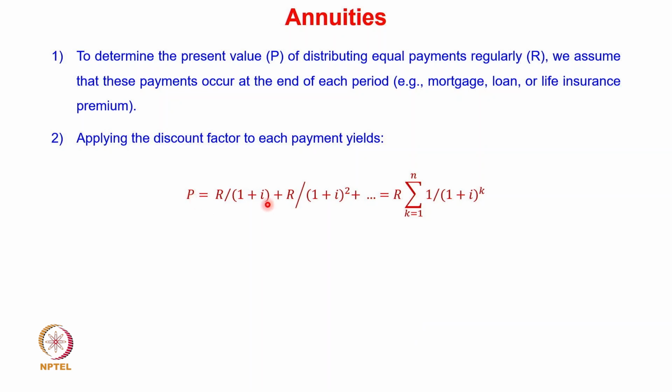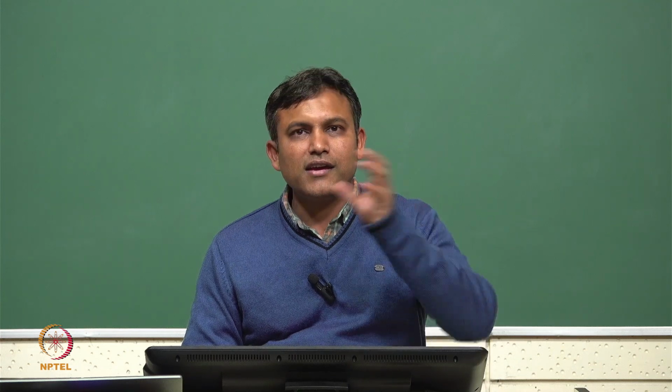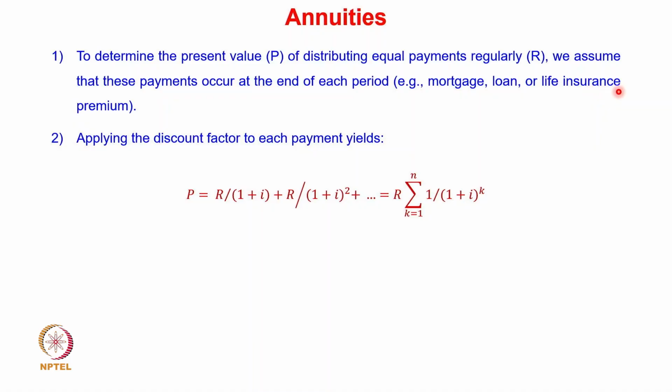So in a way, P is given as R into summation of 1 upon 1 plus I raised to the power k, where k is varying between 1 to n. You can see that in this manner we can calculate the present value of the money when we are getting the cost associated every year with respect to the life insurance premiums or the loan premiums. Okay, and we will see one example on this to understand this concept a little bit in more detail.